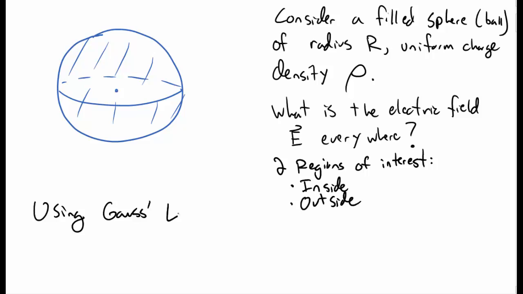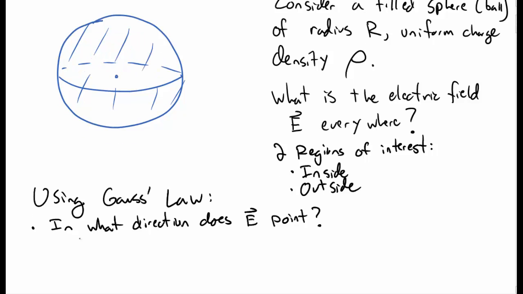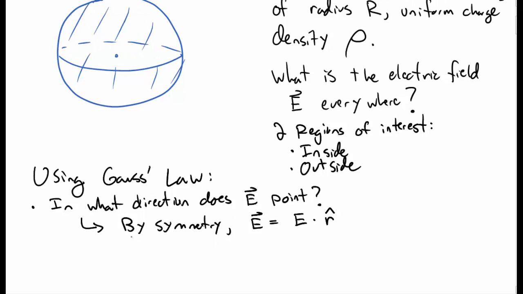So how do we use Gauss's law? Well, there's a couple steps we need to go through. The first step is we need to figure out in what direction should the electric field point. And generally, we're going to use symmetry to figure this out, the symmetry of the problem. So by the symmetry of our problem, we would expect that the electric field should only point in the radial direction. So it should be some magnitude times r hat.